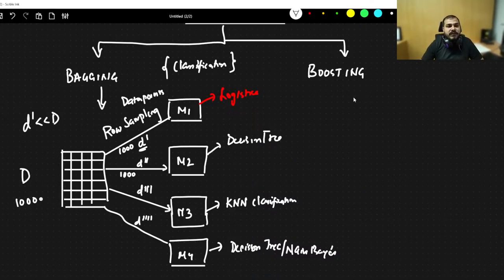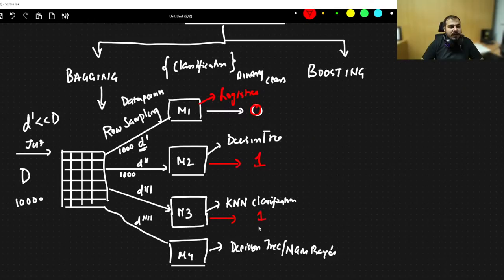Now, how will the inferencing happen for the test data? First things first, let's say that I'm going to get new test data. The new test data will be passed to M1, and suppose M1 gives 0 as my output. Let's say that I'm doing a binary classification. So this is my output of 0. Next, M2 for the new test data gives 1, M3 gives 1, and M4 also gives 1 as the output.